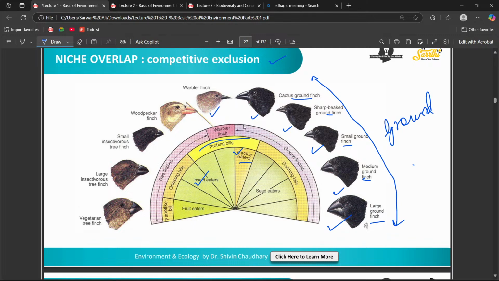This is the warbler finch. These are all tree finches living upon the tree. This has a parrot-like beak, it's a fruit eater. Grasping bills, it is an insect eater. And probing bill, the woodpecker finch.